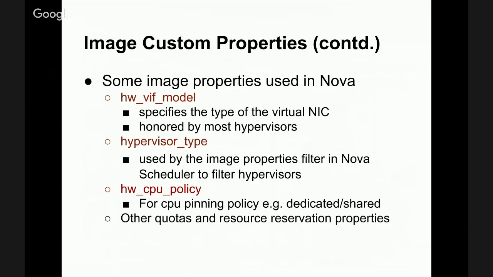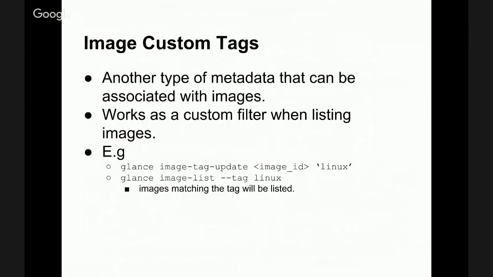And then these random properties can also be used by services, specifically like Nova. For example, if you have a property like a VIF model, this specifies the type of the virtual NIC that is honored by most hypervisors. And if you have something like a CPU policy, then that defines how the specific virtual machine instance should be pinned to a specific CPU, or whether it should be a shared policy. And there can also be other properties for quotas and resource reservations. This is mostly used in the case of NFV appliances. So as you can see, there's one more thing.